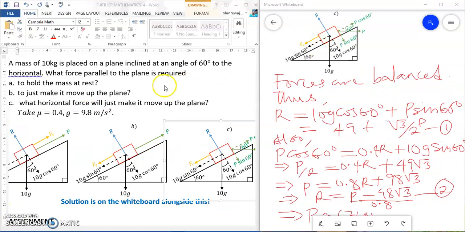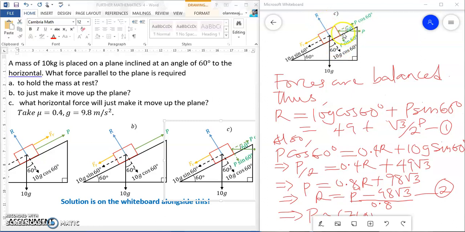Now to the last question, which is question 2C. If P is the force that will just make it move up the plane, then this P has two components, which are these two. Since this force will just make this body move up the plane, it is still at rest at this point, and that makes all the forces balanced. That is, the perpendicular forces are balanced. That is, these two forces are equal.